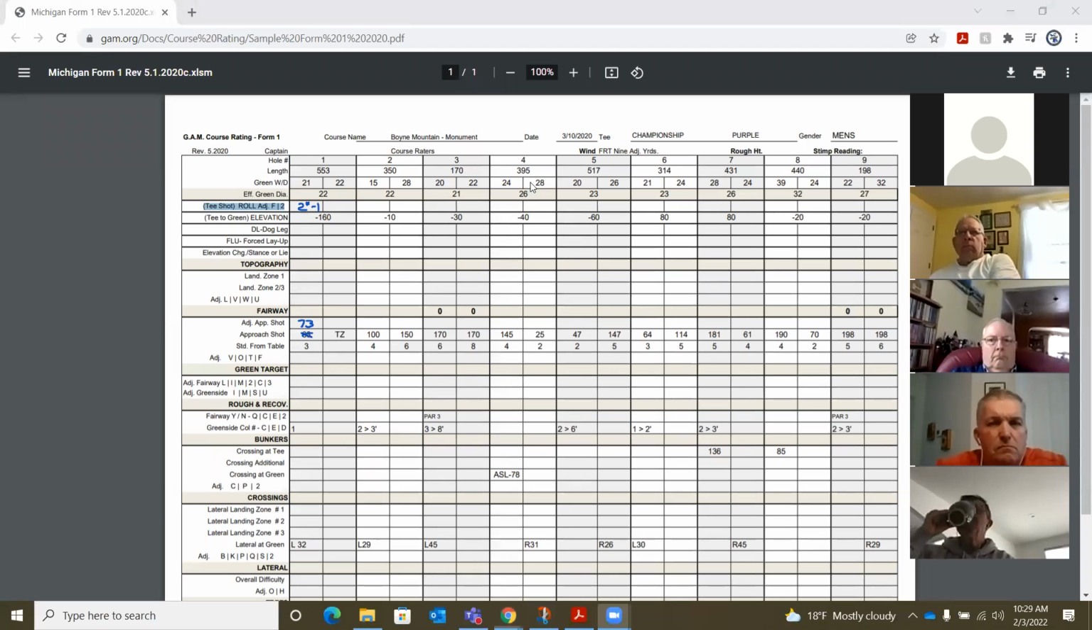Hey, Kyle. Hi, this is Glenn Santelises. Just a question on the adjusted approach shot. Do we show the -1 or the -2 any other place for the tee shot, or do we just adjust the approach shot 10 yards?